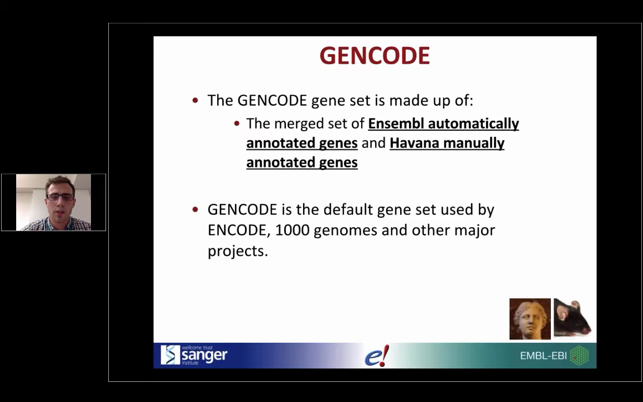The GENCODE gene set is the name of the gene set for either human or mouse that is made up of the merged set of both Ensembl automatically annotated genes and Havana manually annotated genes. The GENCODE gene set is the default set that's used by ENCODE and other major projects such as the 1000 Genomes project.